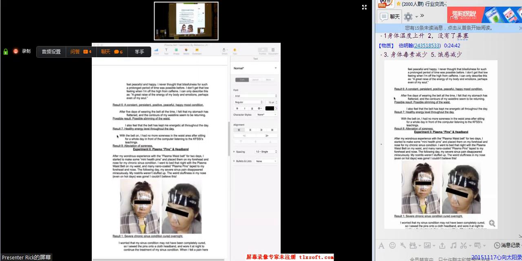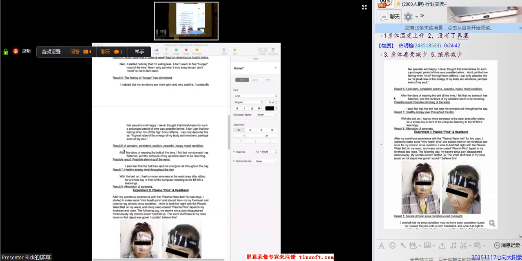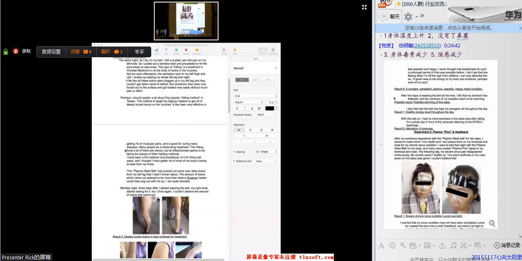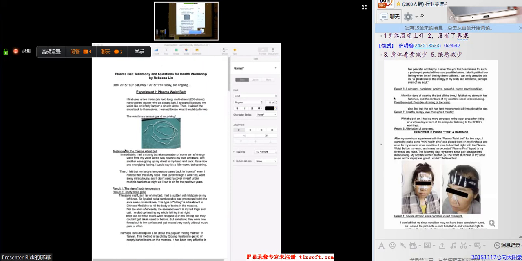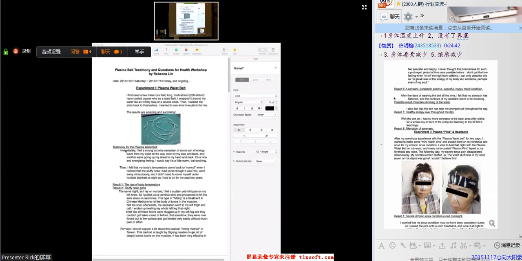With the belt on, I had no more soreness in the waist area after sitting for a whole day in front of the computer listening to the KFSSI's teachings. Result 8, alleviation of soreness. So that was the first experiment with this belt, with this simple nano-coated copper wire as a waist belt.